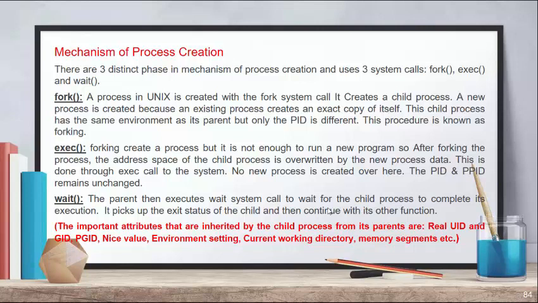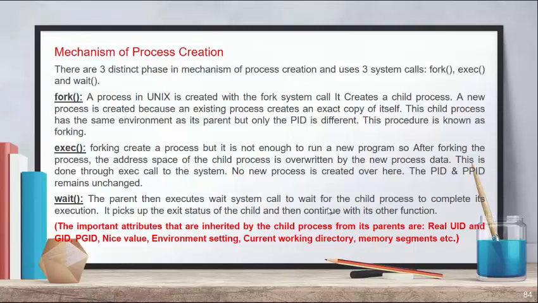Yes, so when a process in Unix is created with the fork system call, it will create a child process. Every new process is created because an existing process creates an exact copy of itself. So this child process has the same environment, but its parent is different, and the parent ID and process ID are different. Yes. Now this procedure is known as forking.